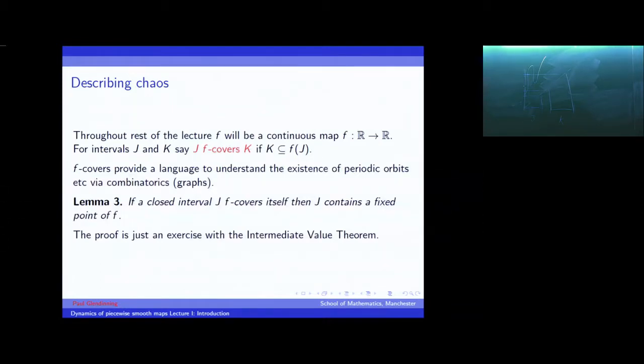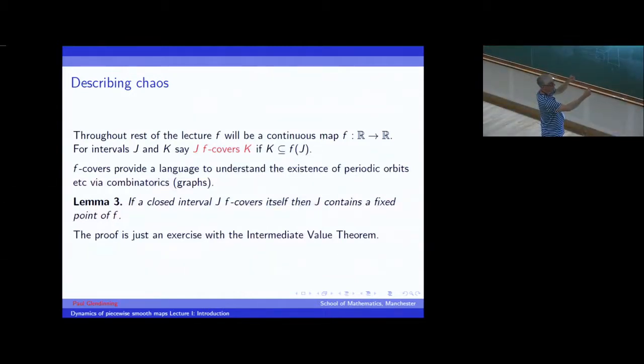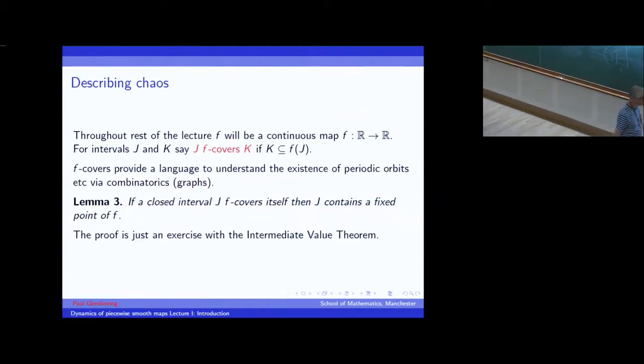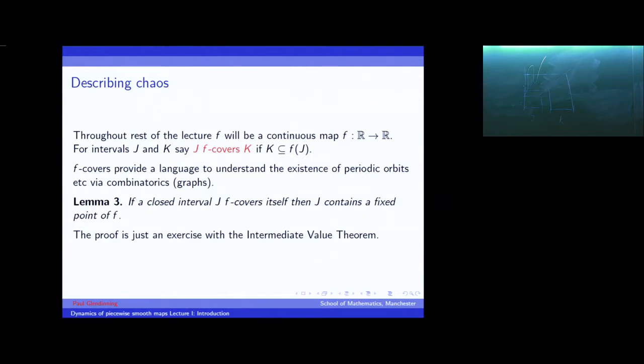Now, if a closed interval J covers itself, then it contains a fixed point. That's the intermediate value theorem. Because if I take an interval J and it covers itself, well, you can choose a point in it which goes to the left, choose a point in it that goes to the right, and it's continuous in between. So look at f of x minus x. Let's actually do this. Suppose J is contained in F of J.